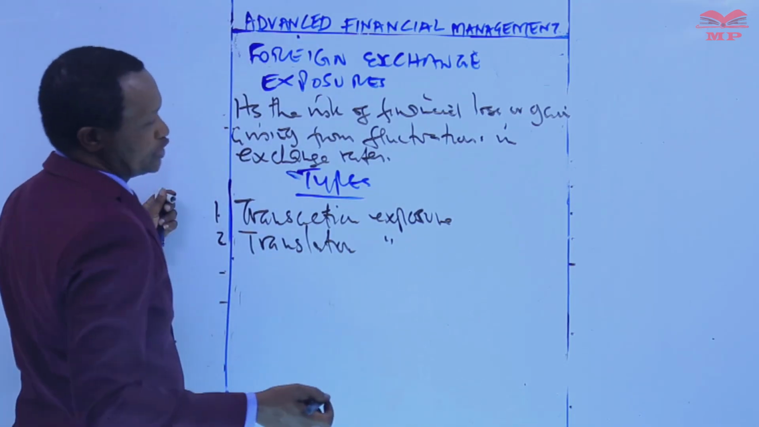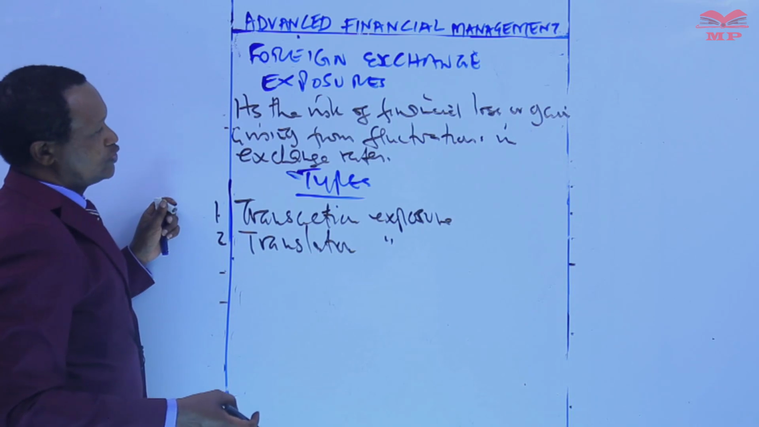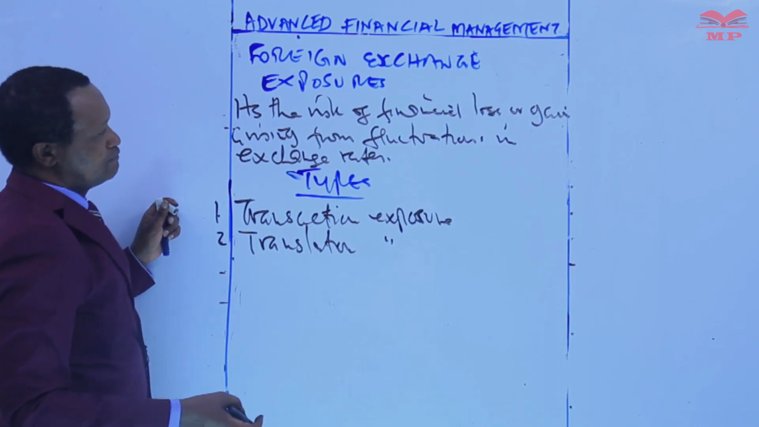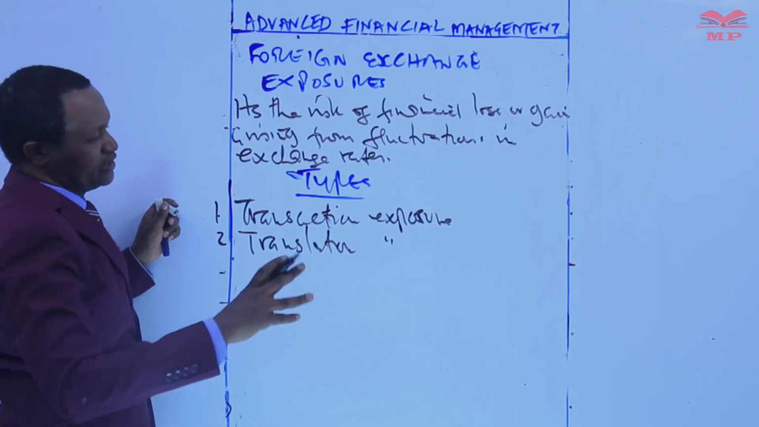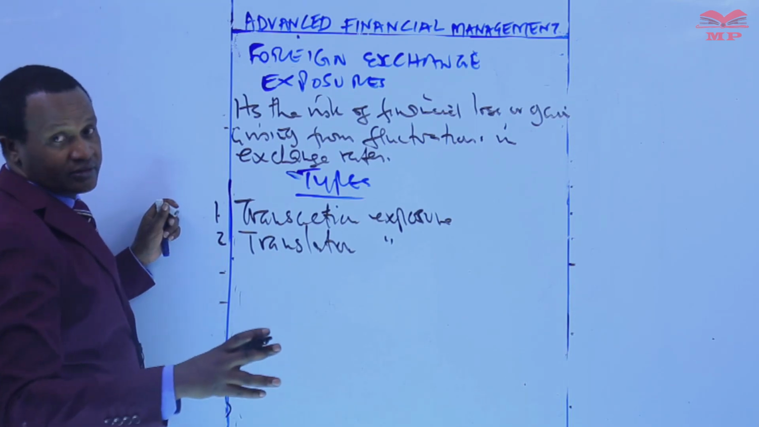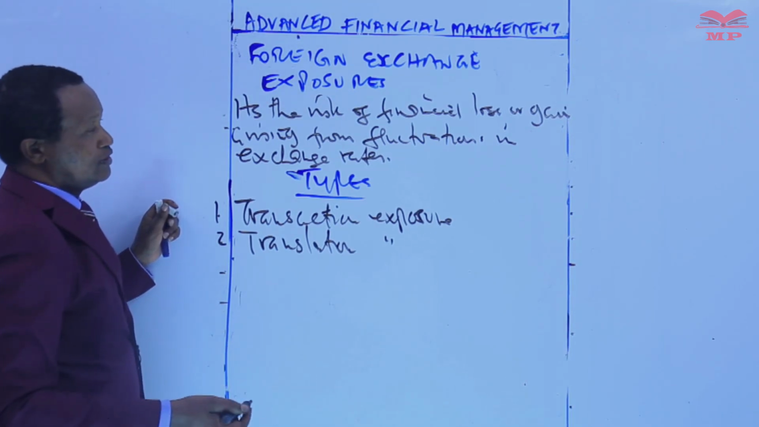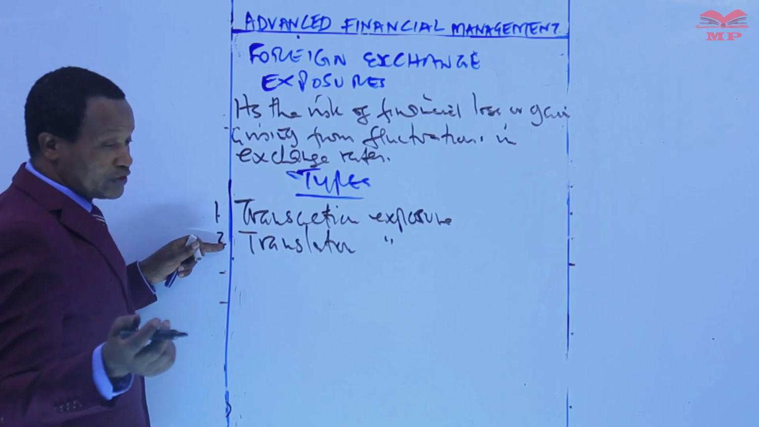Translation exposure. It is the risk of financial loss or gain arising from fluctuations in the process of converting one currency into another. This I know you covered in your consolidation of group accounts. You recall translation exposure?